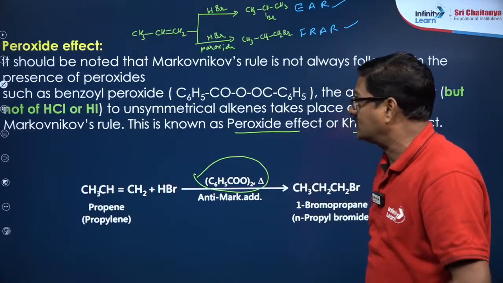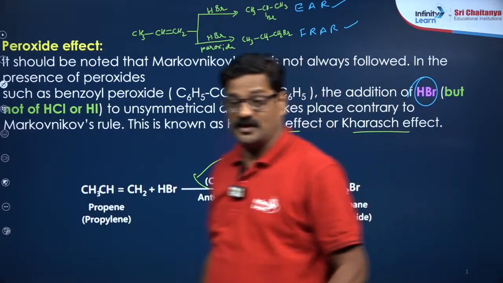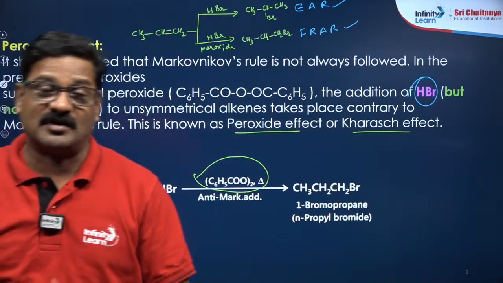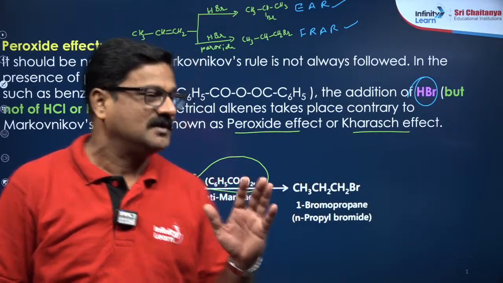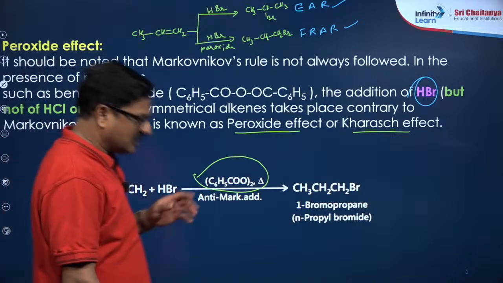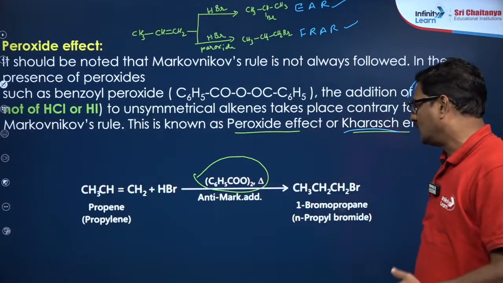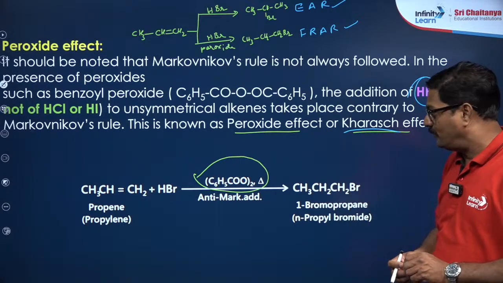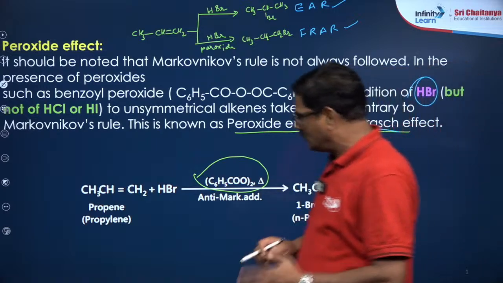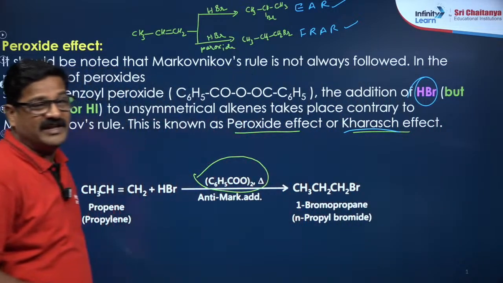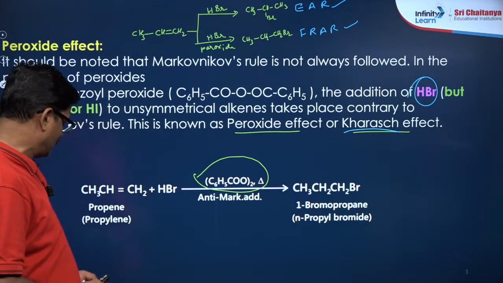This peroxide effect is only and only applicable for HBr, but not with HCl, not with HI, not with HF. HF is out of the game, right? This is described by a scientist, so it is also called the Kharasch effect. Any peroxide you can use. Here benzoyl peroxide is used. So let's talk about the free radical addition reaction and its mechanism.